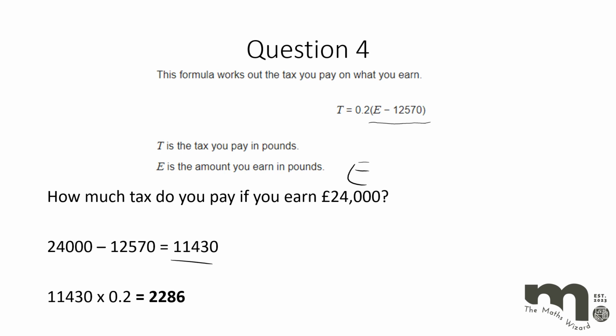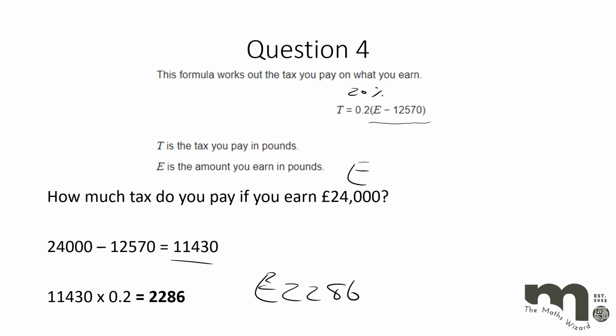So it's £2,286. I should have a pound sign there, shouldn't I, really? £2,286 for your answer for that. And just so you're aware, you might be thinking, why 0.2? Well, that's 20% as a decimal, and that is the base rate of income tax in the UK. That is the rate for most people in the UK.